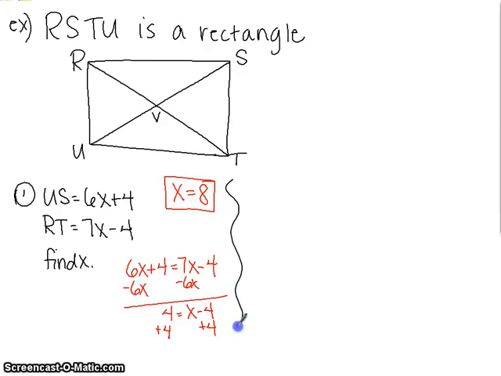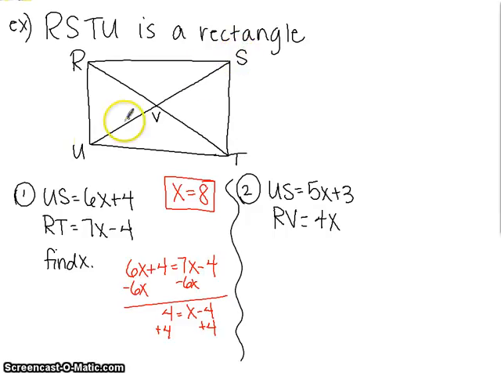The other one that I want to do using this exact same picture, the information is going to be presented just a little bit differently. In this one, US equals 5x plus 3 and RV equals 4x. Let's see what these are. US is a complete diagonal. RV is just half a diagonal.